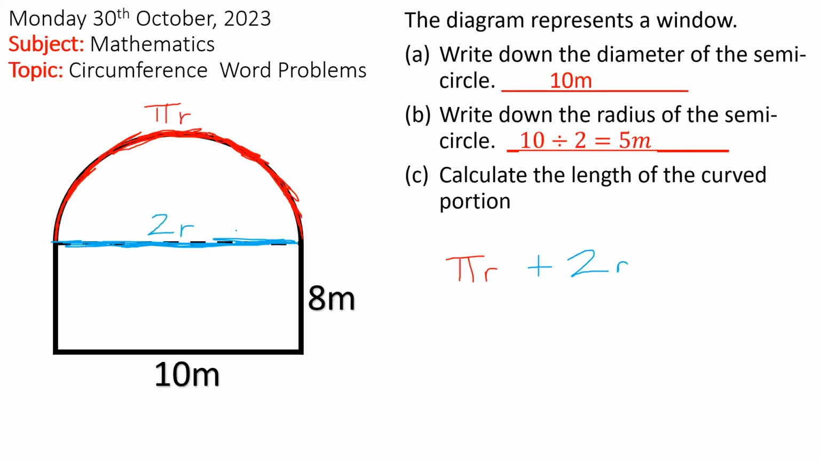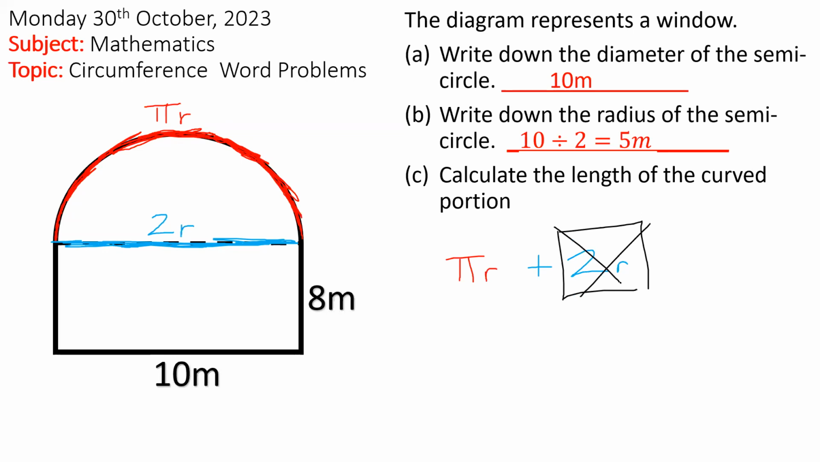Now, what does the question ask us for? Does the question ask us for the area, the length of the curved portion, or the length of the diameter? The length of the curved portion. So which one would we have to use, pi r or 2r? Pi r. That means we cannot use 2r.